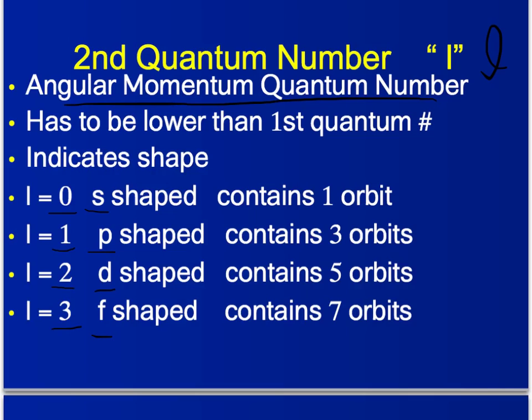What this means is if you're an S shape, you only have 1 orbital. If you are P shape, you have 3 orbitals. D shape, 5 orbitals. F shape, 7 orbitals.